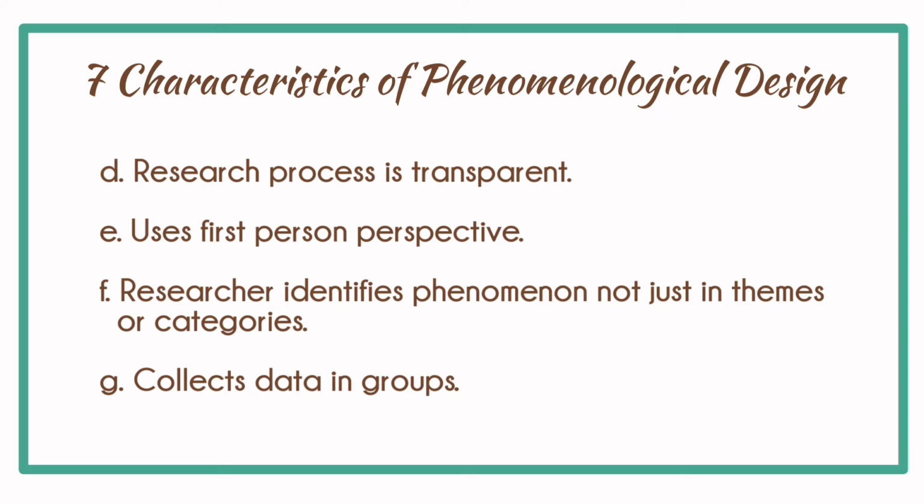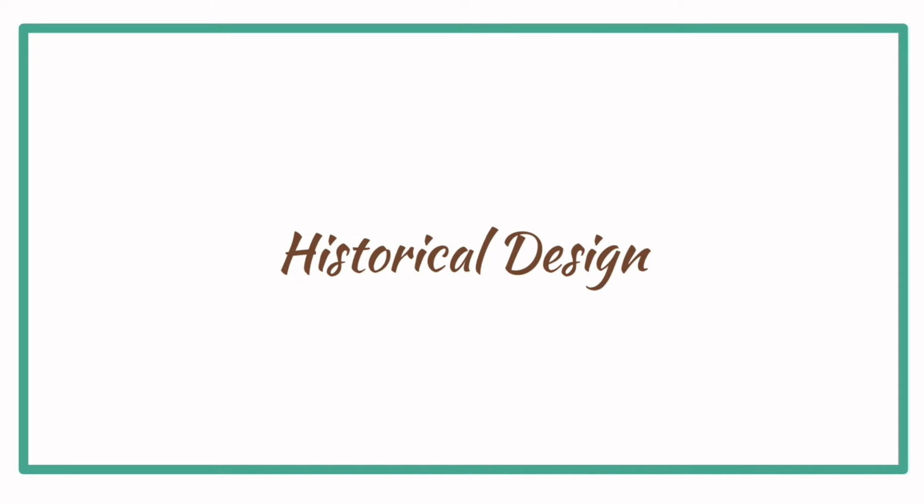D. Research process is transparent. E. Uses first-person perspective. Researcher includes himself or herself by using I or we. F. Researcher identifies phenomenon not just in themes or categories. And G. Collects data in groups. Let us now proceed to historical design.